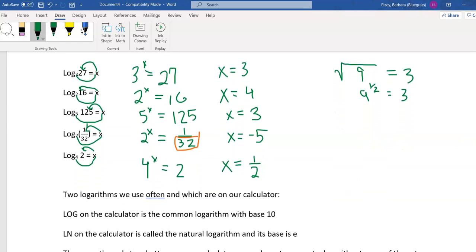All right, now, on our calculator, we use logarithms, but there's only 2 buttons on our calculator, and they're buttons that are the most often occurring logarithms.